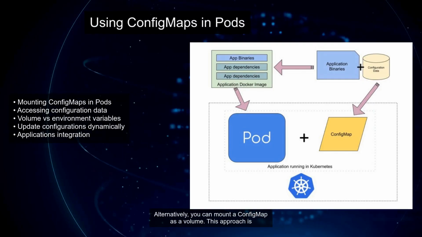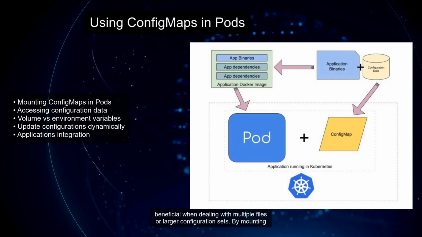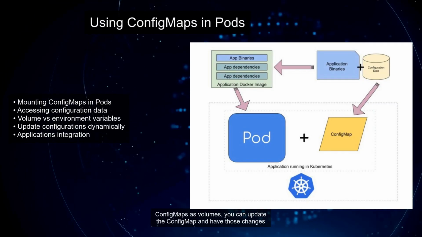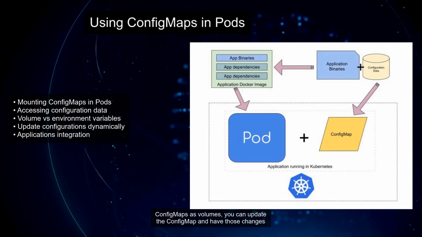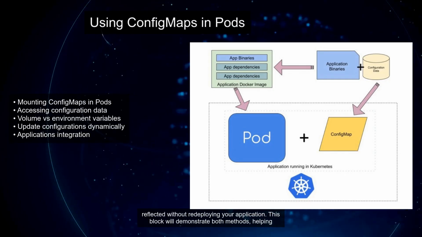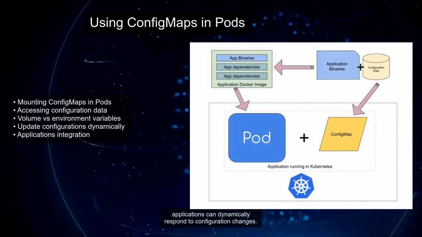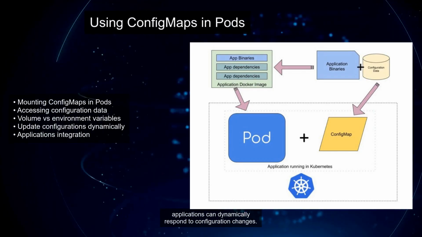Alternatively, you can mount a ConfigMap as a volume. This approach is beneficial when dealing with multiple files or larger configuration sets. By mounting ConfigMaps as volumes, you can update the ConfigMap and have those changes reflected without redeploying your application. This block will demonstrate both methods, helping you choose the right approach for your use case and ensuring your applications can dynamically respond to configuration changes.